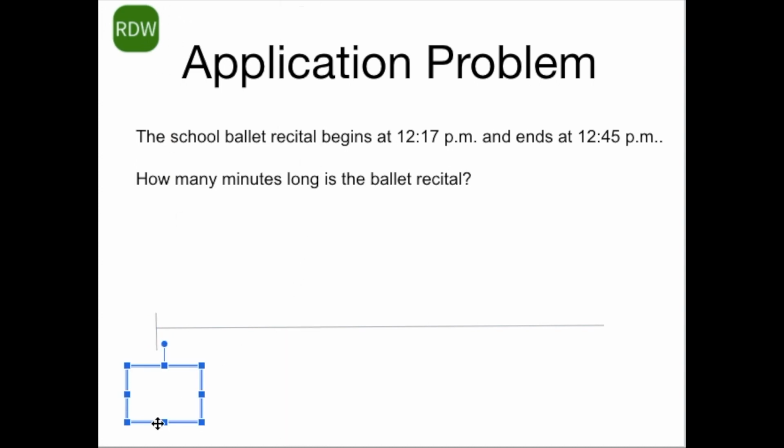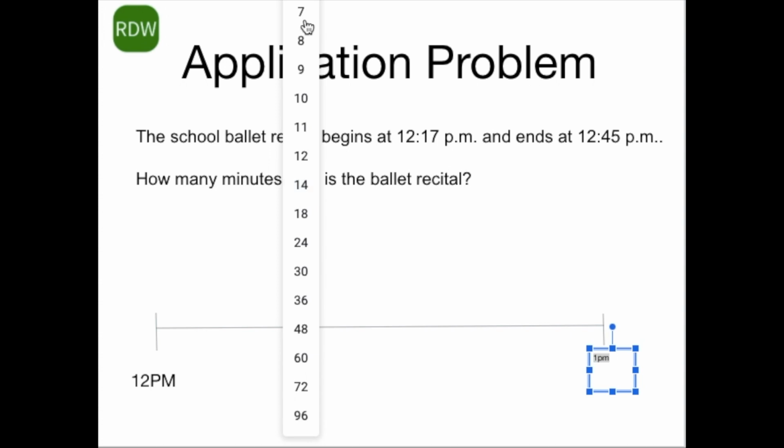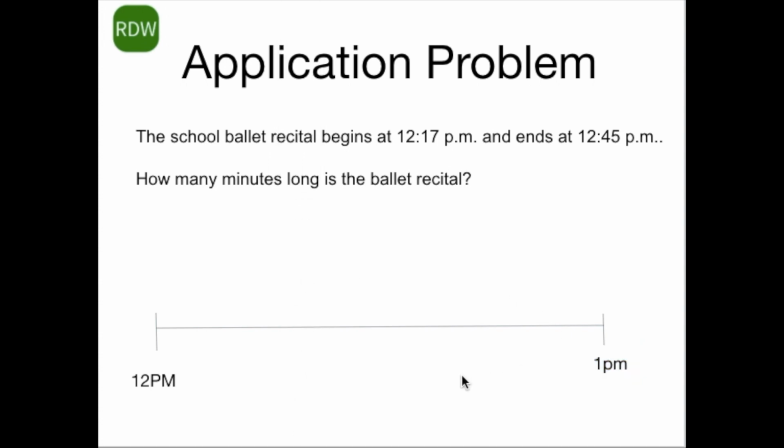So I'm going to label this part right here 12 p.m., right here in the beginning. Now we need to begin at 12:17. So if 12 o'clock starts here, I'm going to have 1 o'clock be over here. I hope that we're labeling along. I'm going to have 1 p.m. be over here. Now I have to figure out the space and time between 12:17 and 12:45 p.m.